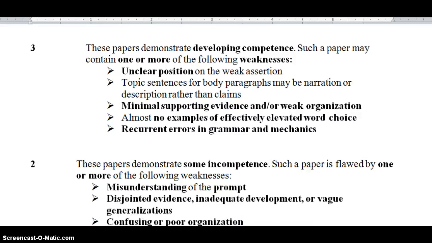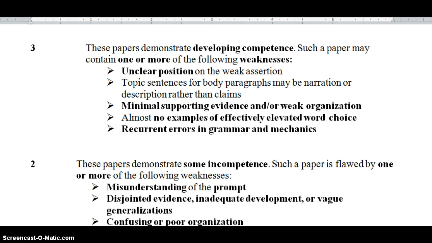A 3 would be a C, and you can get a 3+, C+, but here you may have one or more of the following weaknesses. If you have a weak assertion, which is unclear, topic sentences for body paragraphs may not be that effective. They may be narration or description. Minimal supporting evidence, the organization may be weak. There may be almost no examples of effectively elevated word choice, and there are recurring errors in grammar and mechanics. So it can be any one of these.